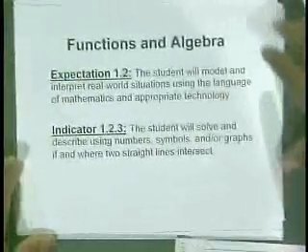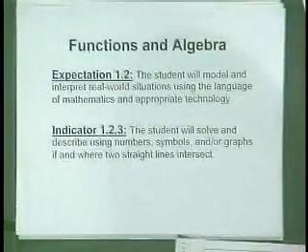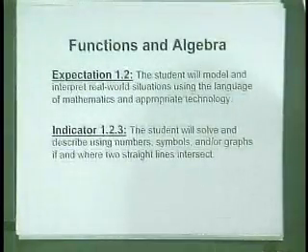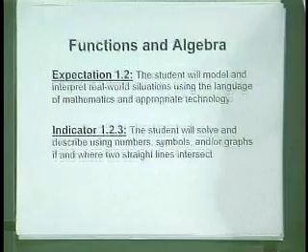That would be indicator 1, 2, 3. Student will solve and describe numbers using symbols and/or graphs if and where two straight lines intersect. So when we talk about this section, we're dealing with what we call systems of equations. And a system of equations is just two or more equations that we're trying to solve. So let's take a look at our first problem.